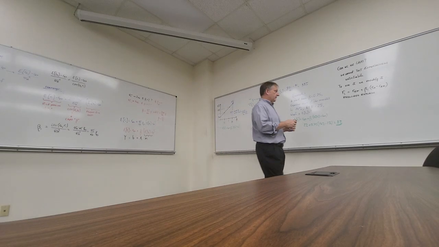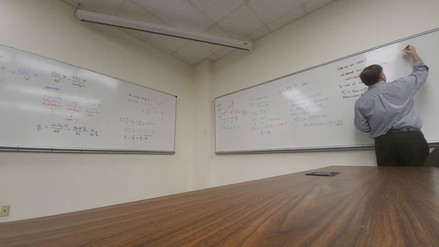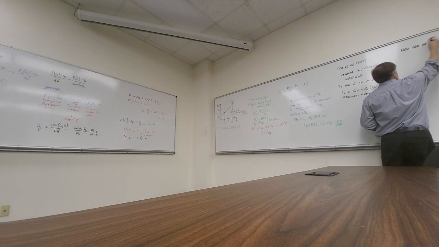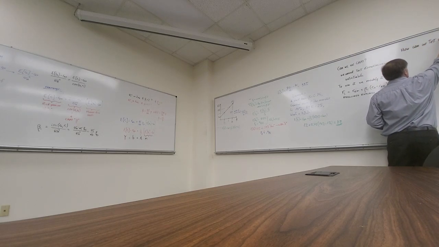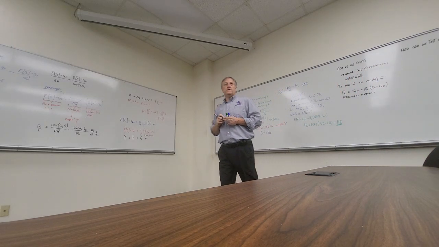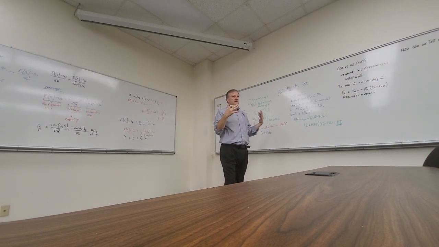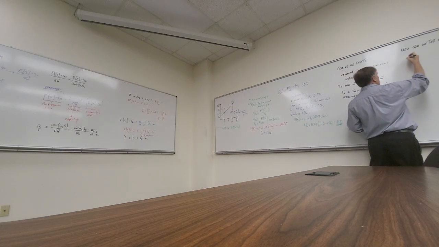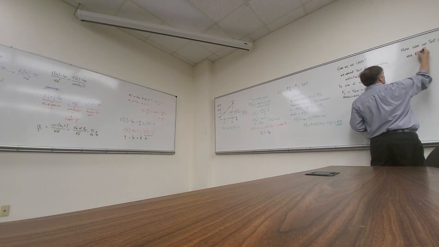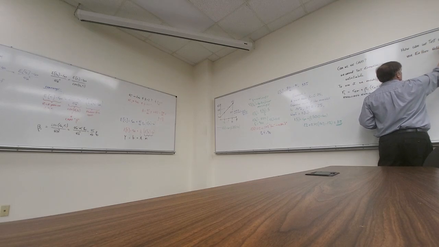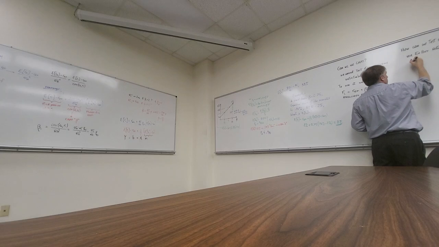So how do we test it in real life? So in real life, of course, we don't know what the expectations are, but we can look at returns ex post. So we look at returns after the fact. So we use a single index model.